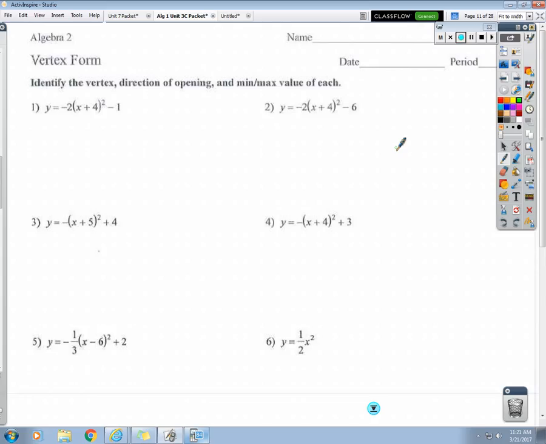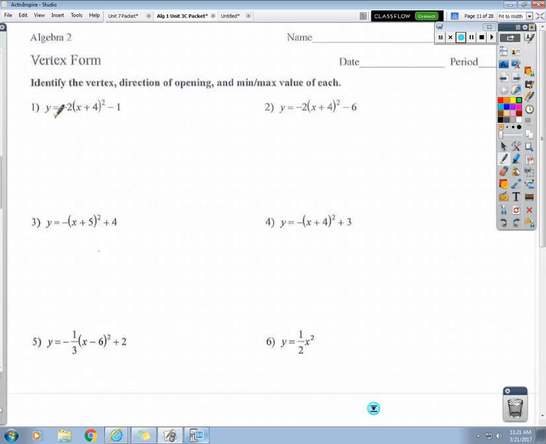Okay, what we're about to do is just a review. Okay, so this isn't going to take us the remainder of class. I'm going to be introducing a new topic near the end. But there is one question on the test where you're going to have to remember this, so we're going to go over it. Number 1, they want us to identify the vertex, the direction of the opening, and the min or max value of each.